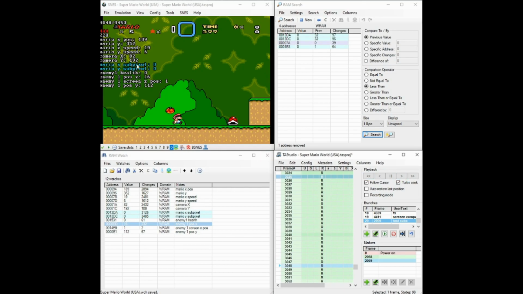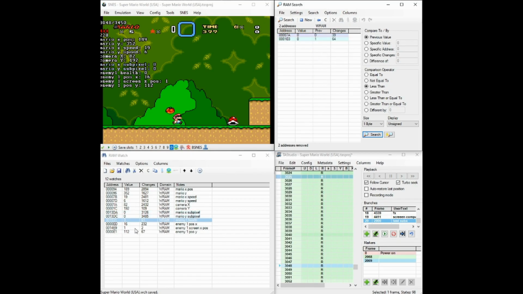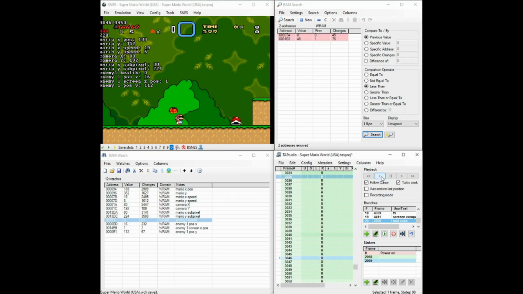Actually, it looks like his X and Y subpixel were in there. I do not want these two. I'm looking for the subpixel speed, not his actual subpixels. So let me remove those. These are the ones at the top here. Let me unfreeze them and remove them. So now we have 2, but let me unfreeze them and just start again here.